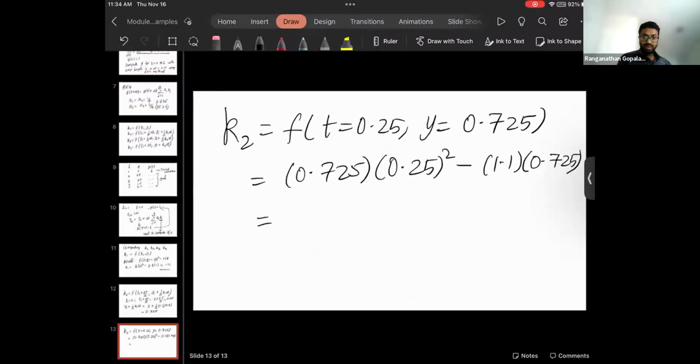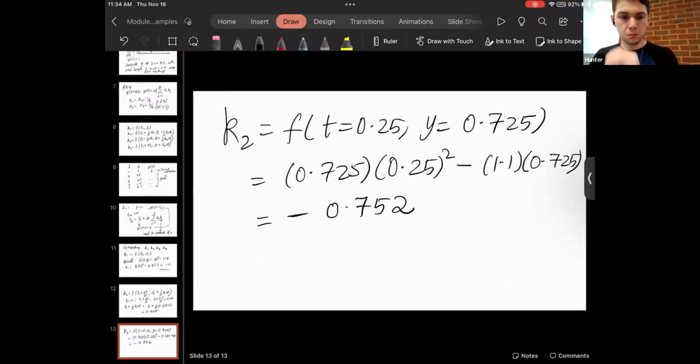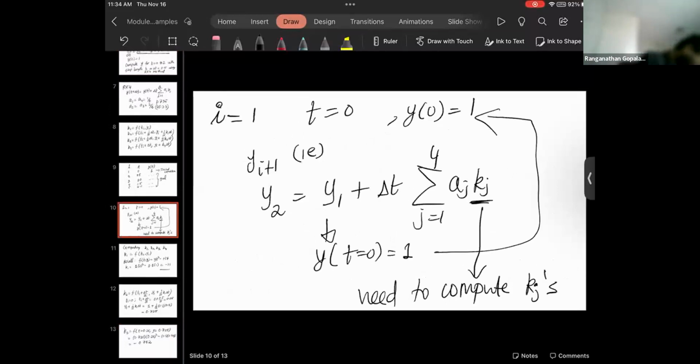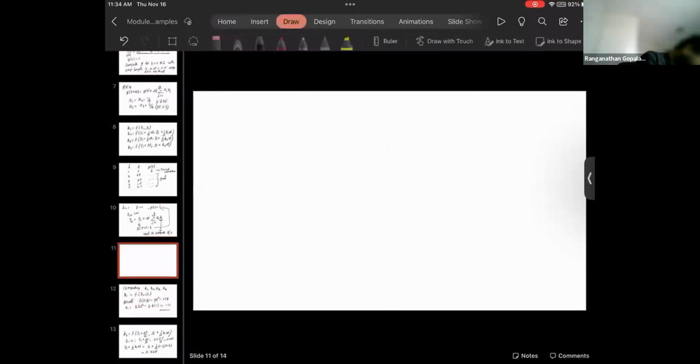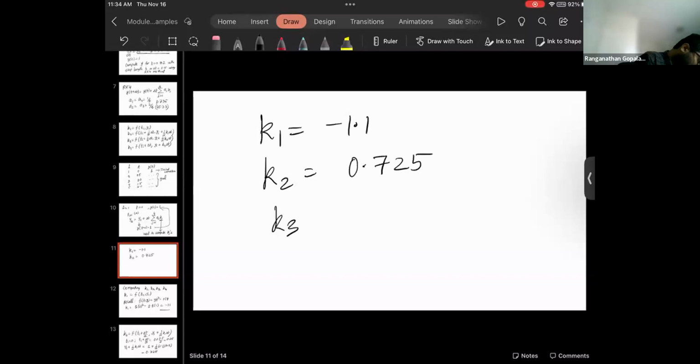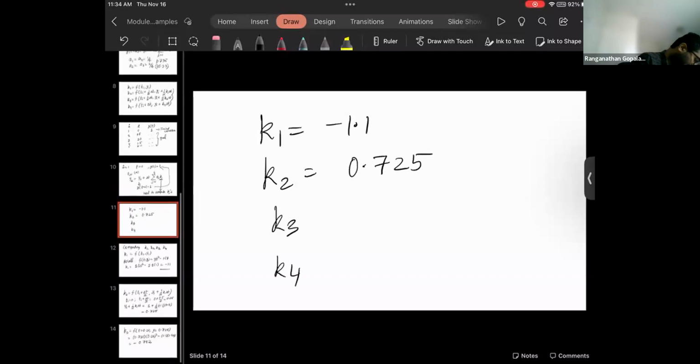All right. K2, has anyone computed it? I got negative 0.752. That's what you got. Thank you, Hunter. Okay, so K1, recall that K1 was minus 1.1 and K2 is, I'm going to insert another slide and start writing down these values. K1 was minus 1.1, K2 was minus 0.752, K3, K4. Okay, I'll come back to that slide.